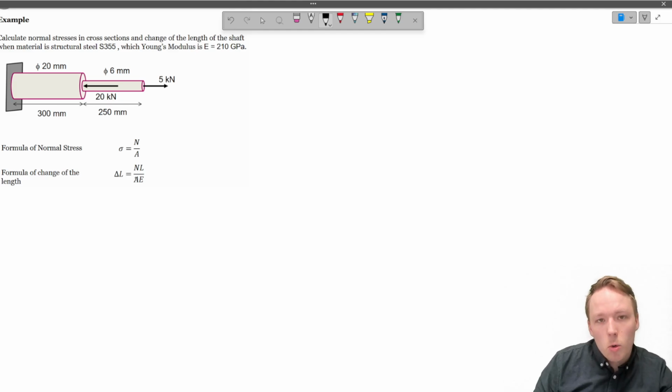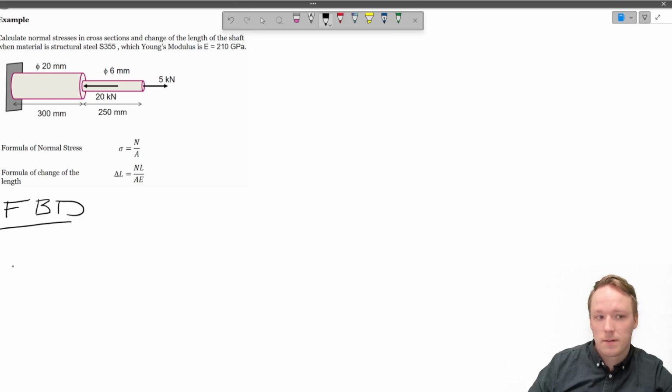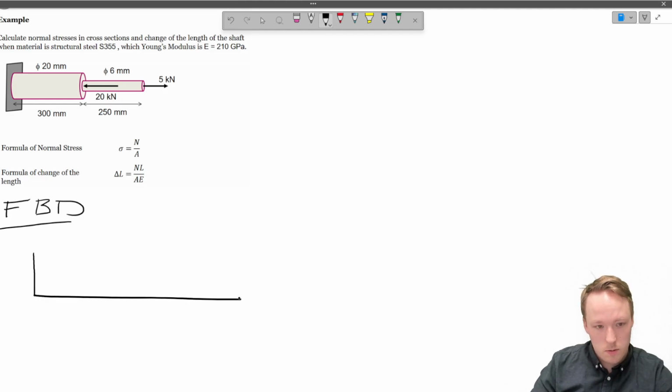So the first thing, always, when we want to start making these calculations, is that we need to do the free body diagram. You should be familiar with how to do the free body diagram, FBD, we call it. So we're going to create the FBD first, right? So let's start by drawing this piece of material. So it's like so.